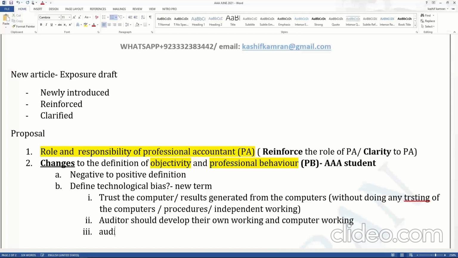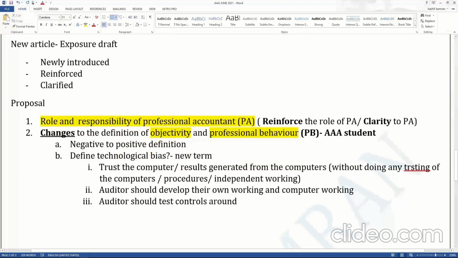And the auditor should also test the controls of the computer. The auditor should test controls around technology before placing reliance on technology. You cannot just have a blind reliance on technology. That is a technological bias, right? So if the auditor goes to an audit of an organization and has a blind reliance, see, an auditor never places a blind reliance on anything. The auditor should test the controls around computers, not just believe computers are working right.